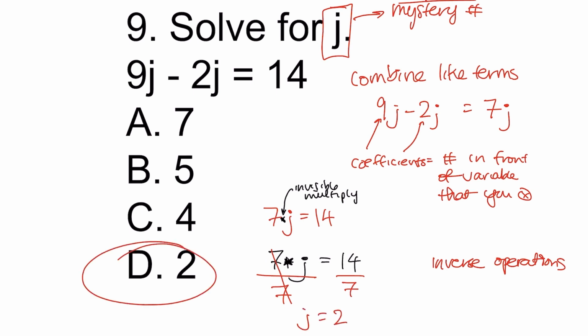That's choice D. So here we have a couple of keywords that you need to know. First, we have variable, which is just a mystery number. Then we have to combine like terms as our strategy. And by combining like terms, you have to add or subtract the coefficient, which is the number in front of the variable. And we have to use inverse operations to work backwards.